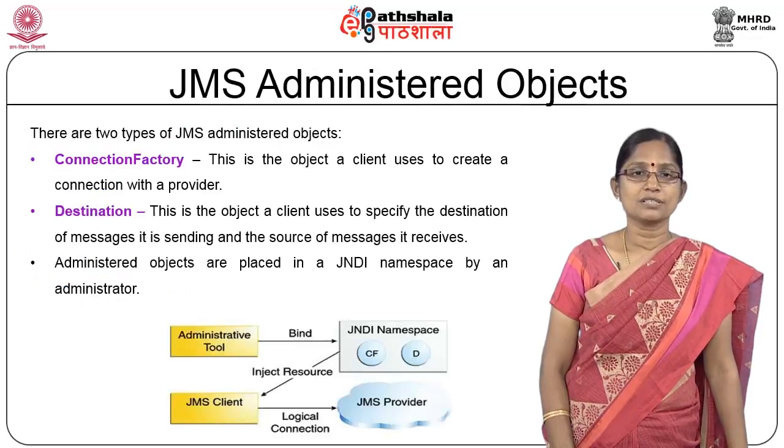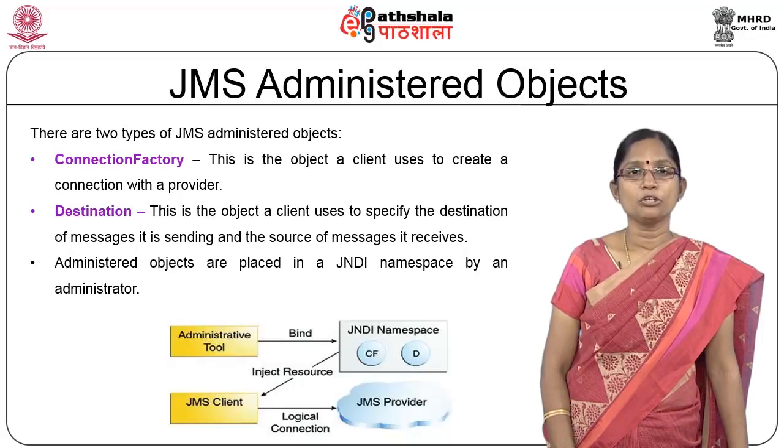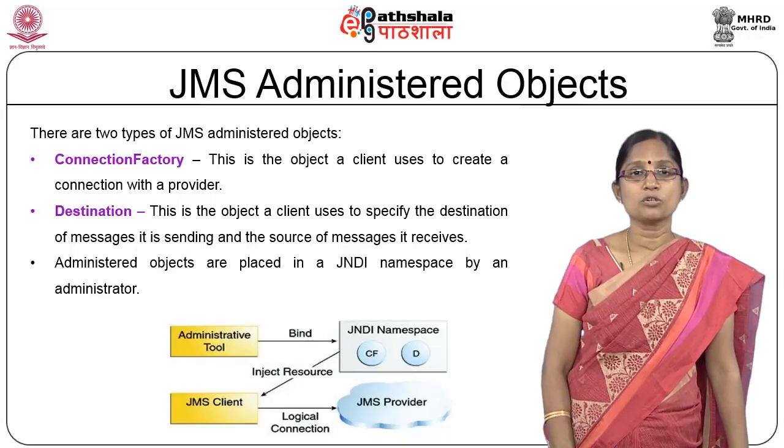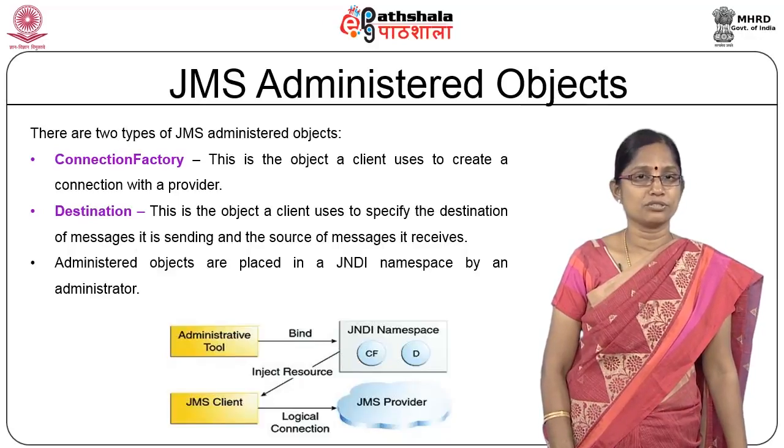Now, you can go through this. Connection factory means it is an object a client uses to create a connection with the provider. That is, in order to establish a connection with the JMS provider, this object is used. And destination, I already told you, is used by the client to send messages, that is, to specify where these messages should be destined, where they should get stored, so that when the receiver wants to receive, it can receive from the source of messages.